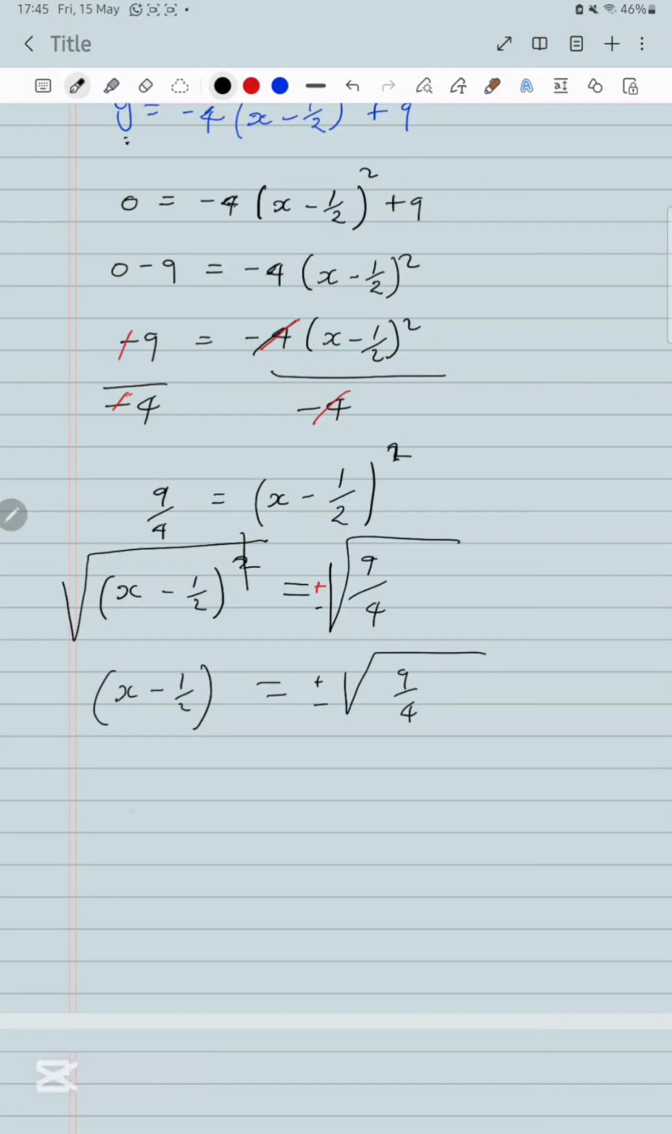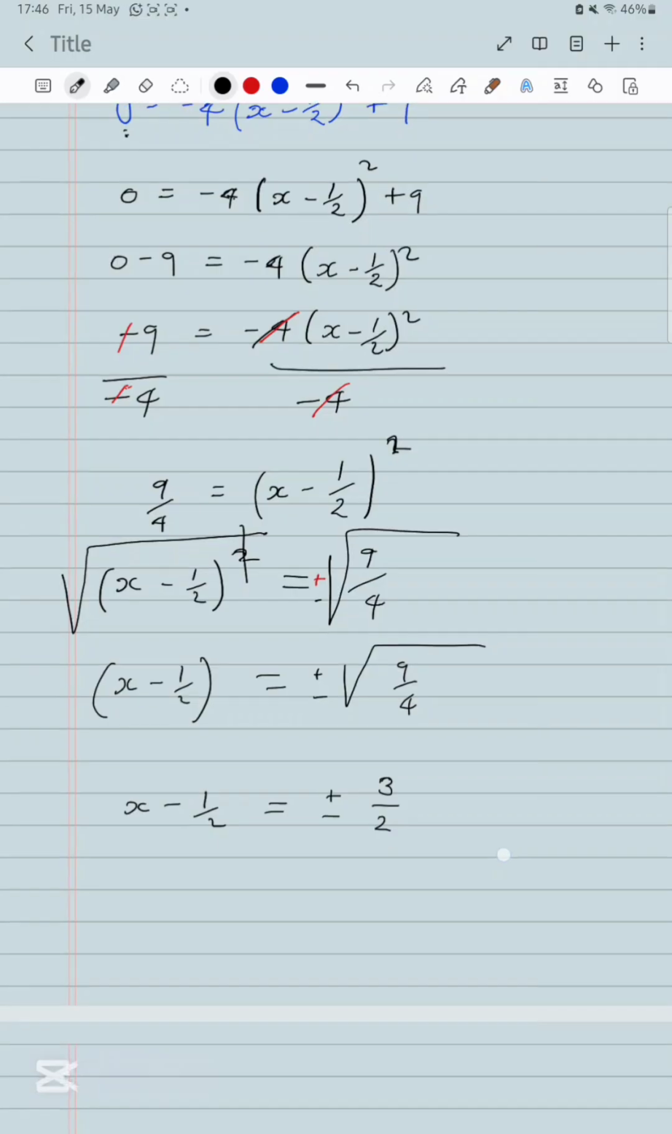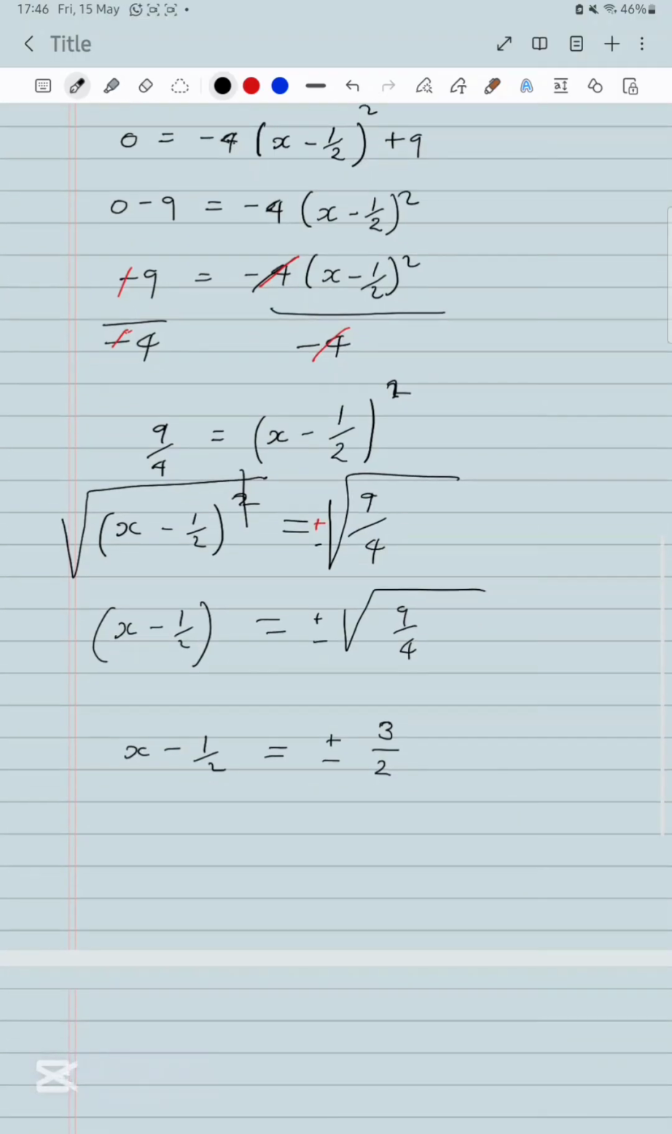So we have x minus 1 over 2 is equal to, we know the root of 9 is 3, 3 multiplied by 3 is 9. And the root of 4 is 2, 2 multiplied by 2 is 4. From here the equation has been simplified. Do you have questions? Alright, let us proceed.